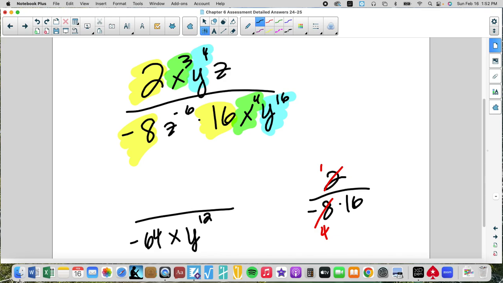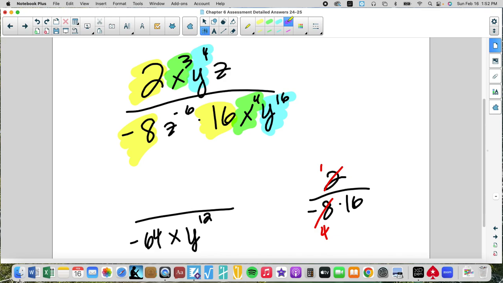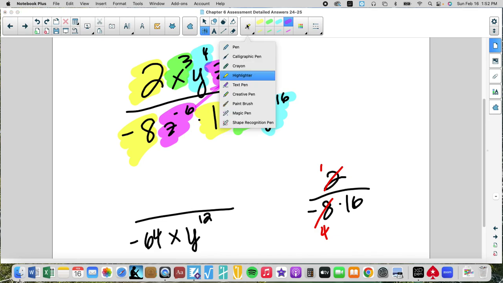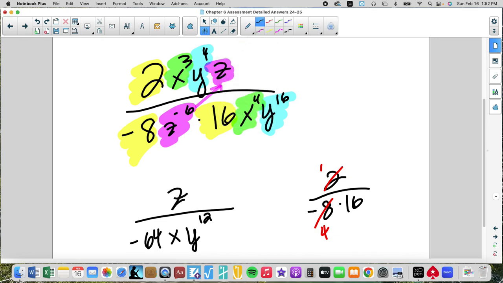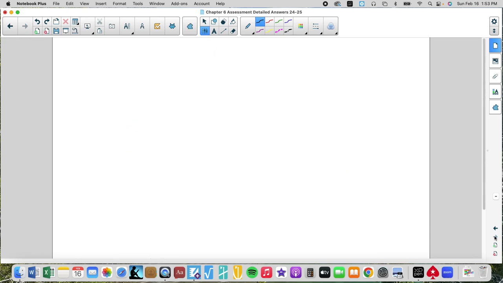And now we have my z's. So this z is going to go up to join this one. And so that'll leave me with z to the 7th in the numerator. And I think I dealt with everything. There were lots of things to deal with, so I would definitely check my work. But those are your extra problems.